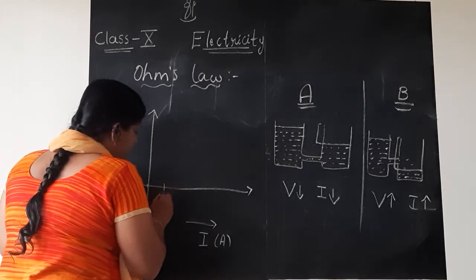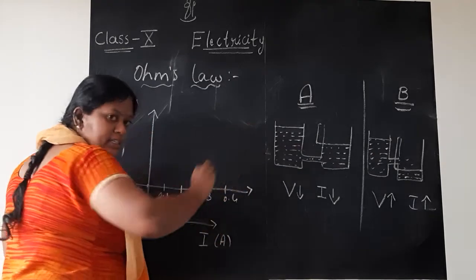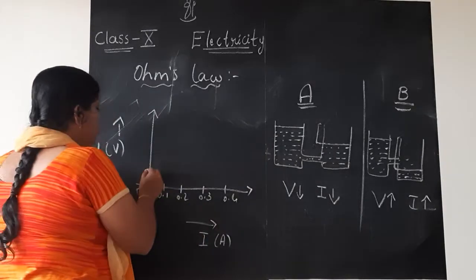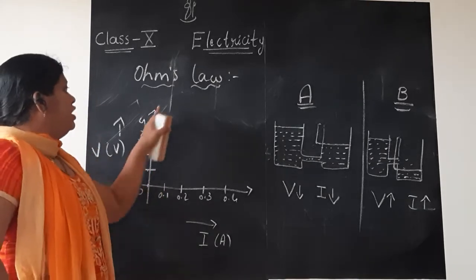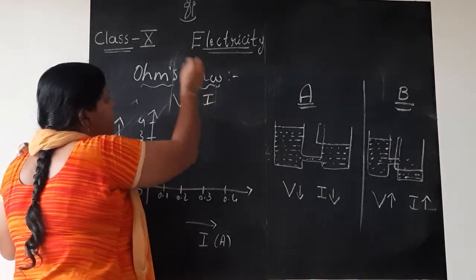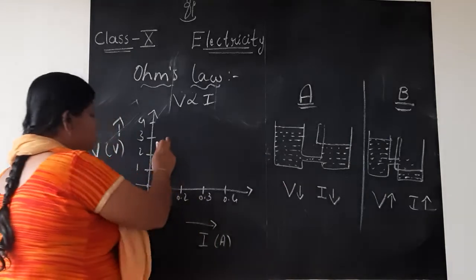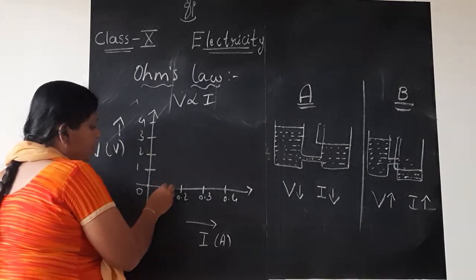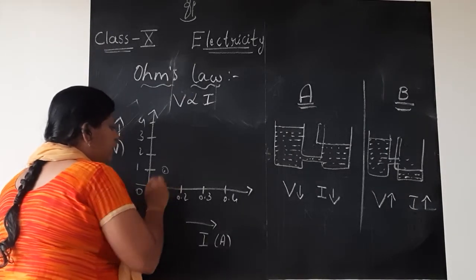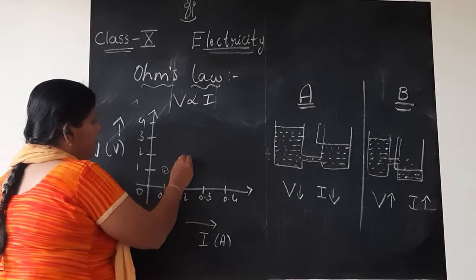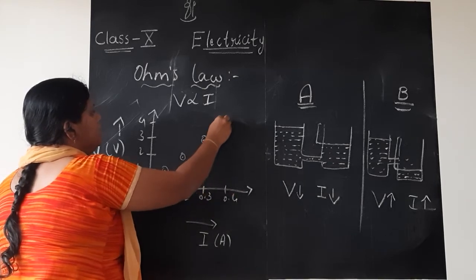Suppose you take current to be 0.1, 0.2, 0.3, 0.4 etc. in amperes and voltage to be 1, 2, 3, 4 etc. We know that in the mathematical form V is proportional to I. So as voltage increases, current also goes on increasing. Suppose I set the current in the circuit to be 0.1 amperes, the voltage will be 1 volt. I got this point. For 0.2 amperes, 2 volts. 0.3 amperes, 3 volts. 0.4 amperes, 4 volts.